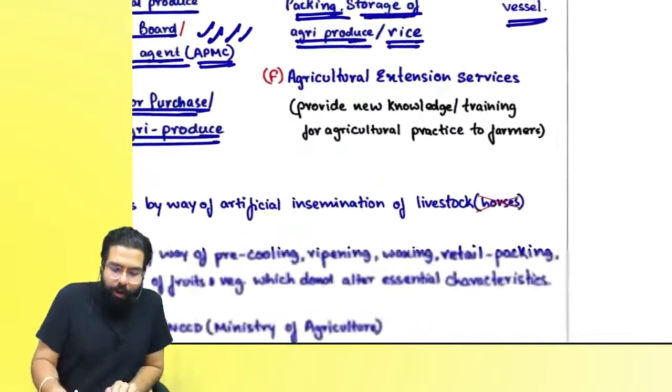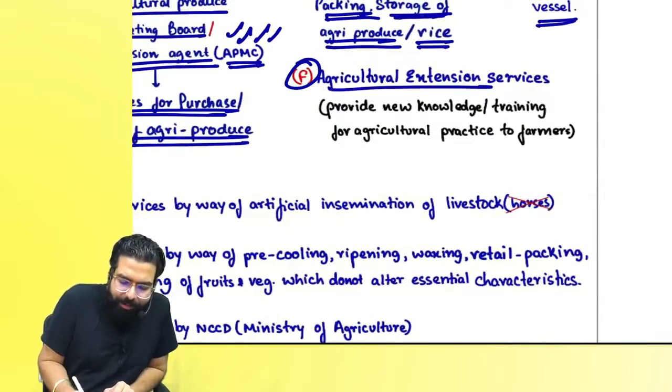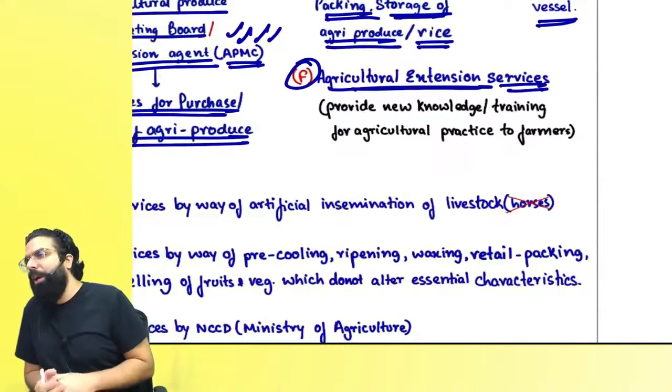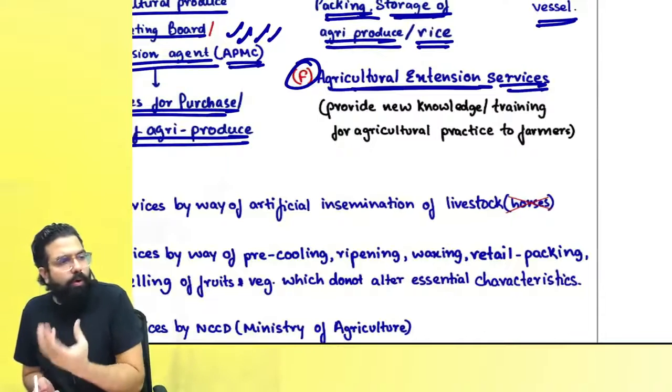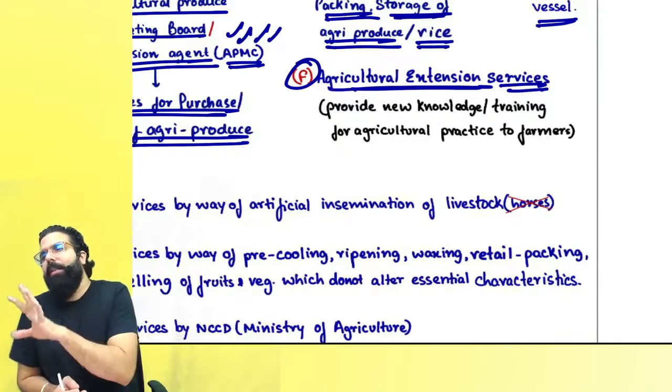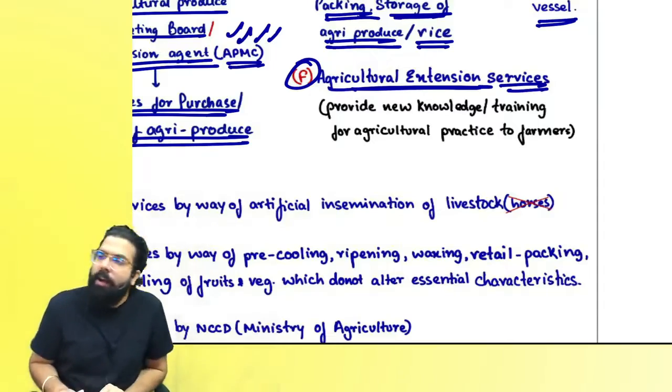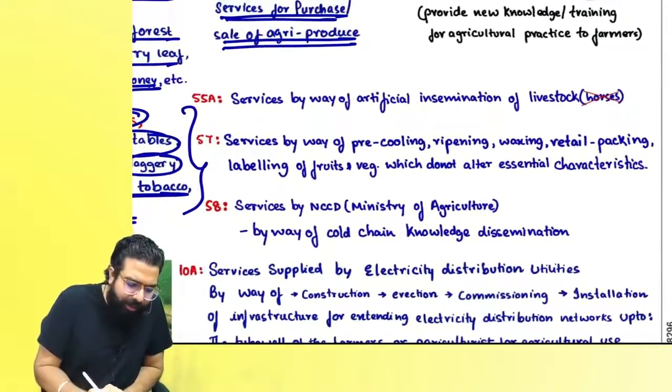Right, everyone? Always remember one thing, if agricultural extension services are given, basically providing training or new knowledge to agriculturists about agriculture, how to do agricultural practices, then those services of giving training to the agriculturists also will not attract GST, because it is known as agricultural extension services.